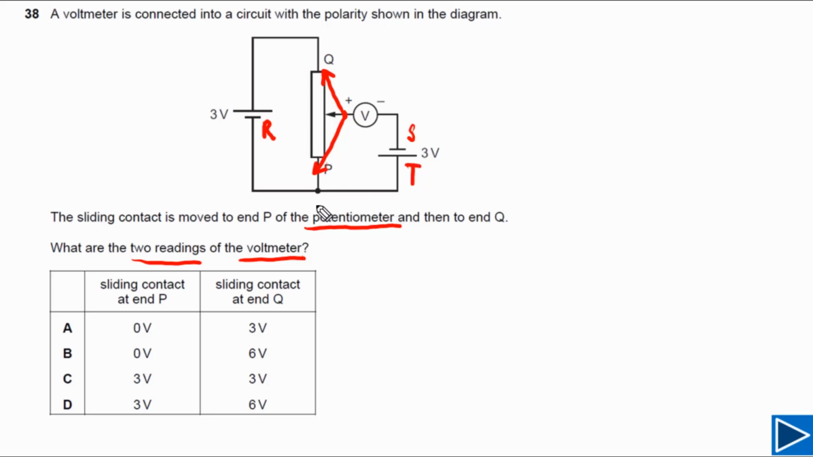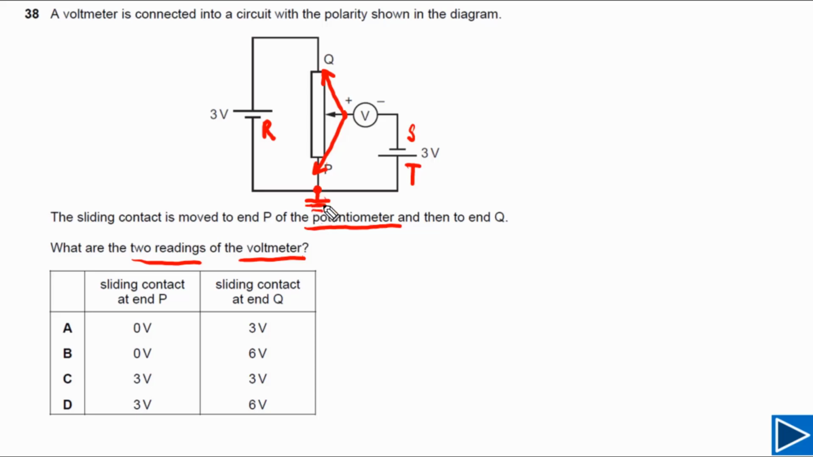We will answer this question using two different methods. First, I will explain using a simple method, and later we will discuss a longer method to answer the same question. For the simple method, we need to assume one point at zero potential. In this case, we will assume this point P is at zero potential, or simply you can understand this is connected with ground.